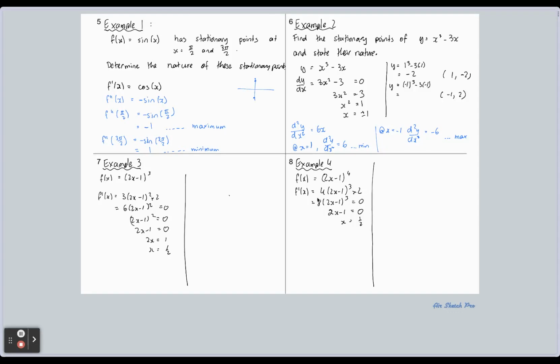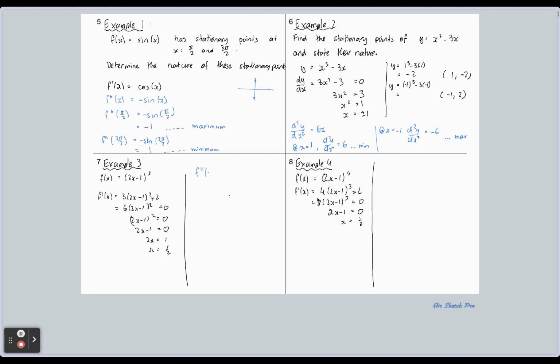Okay, example 3, f of x equals (2x minus 1) all cubed. And you can see it's a chain rule problem where if I work my way down, I find out that x is equal to a half. And we have to work out whether it's a minimum or a maximum or an inflection. Okay, so first step is work out the second derivative.